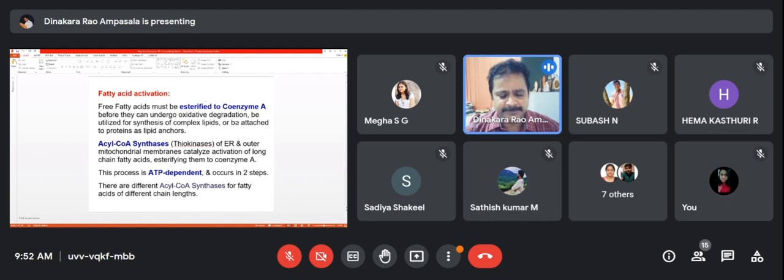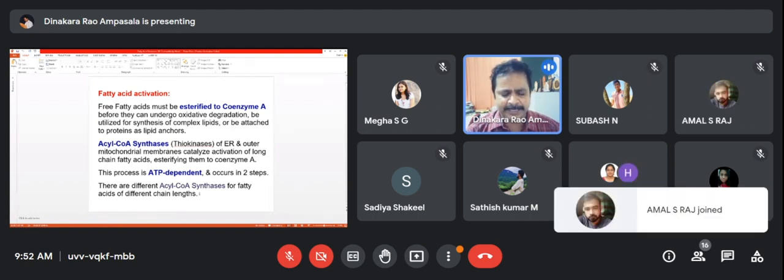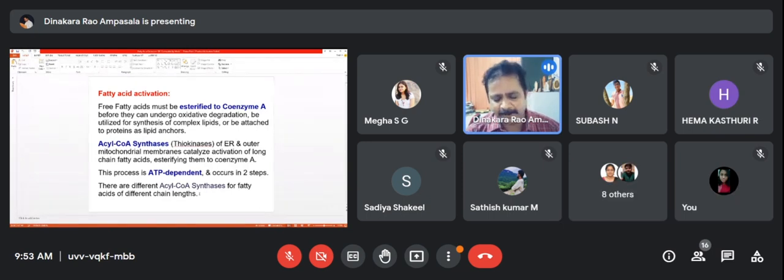Okay, so this process is ATP dependent. It occurs in two steps. Okay, the important point to keep in mind: there are different types of acyl-CoA synthetases for fatty acids of different chain lengths. You should not think that only one acyl-CoA synthetase is enough to esterify all types of fatty acids. So there are different types of these enzymes. That difference depends on the chain length of fatty acid.